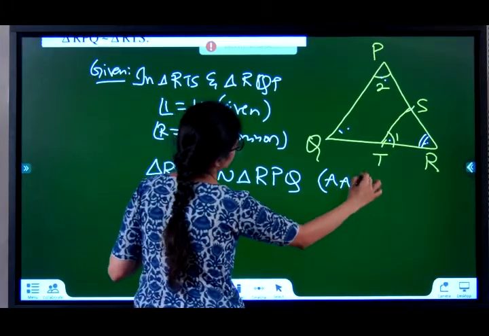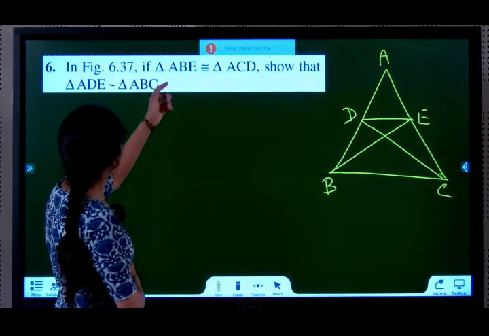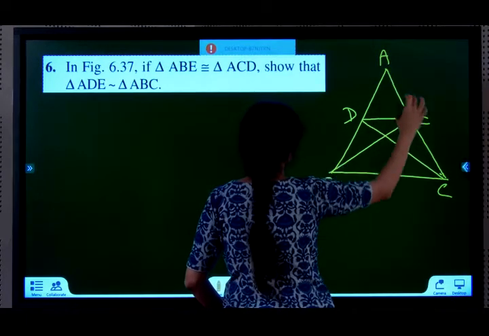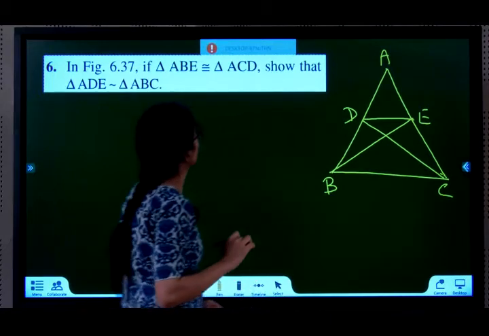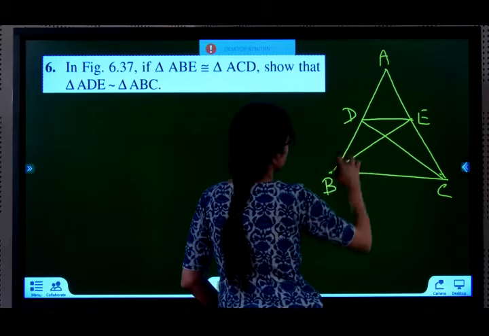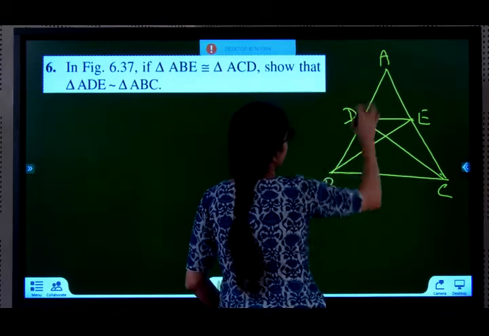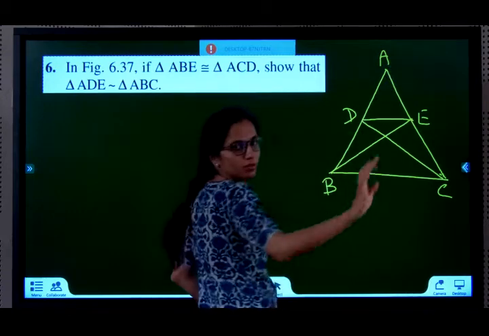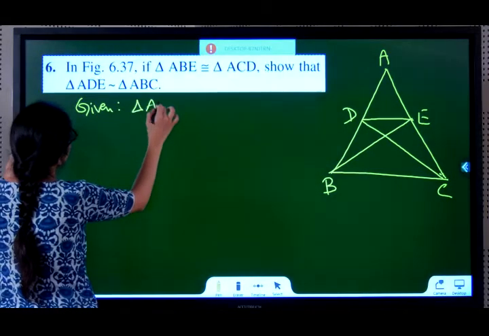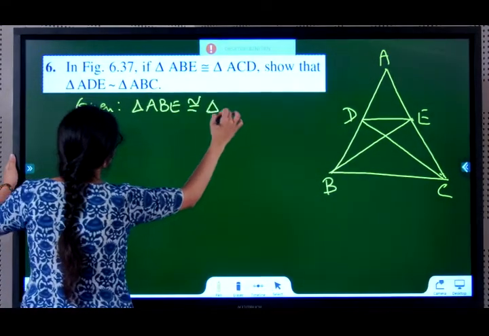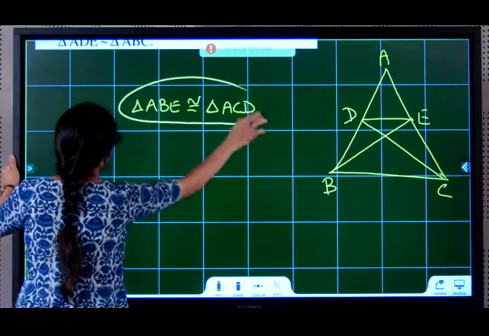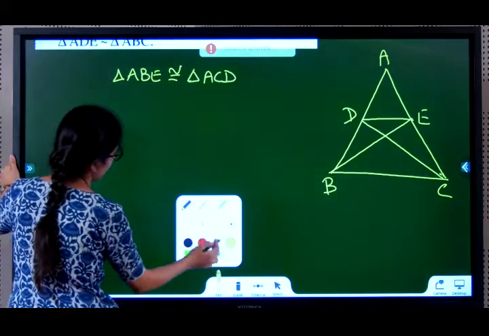Criteria, AA similarity criteria. In the figure, triangle ABE is similar to triangle ACD. You have to prove that triangle ADE is similar to triangle ABC. First of all, in ADE and ABC, we have angle A equals angle A common. Okay, we will see what can we do with the given part. It is given that triangle ABE is congruent to triangle ACD. Okay, this question is little tricky. So, what I am going to do? I am going to mark everything I want.